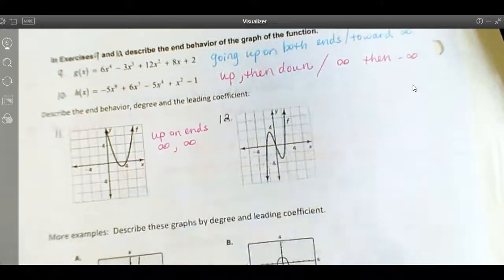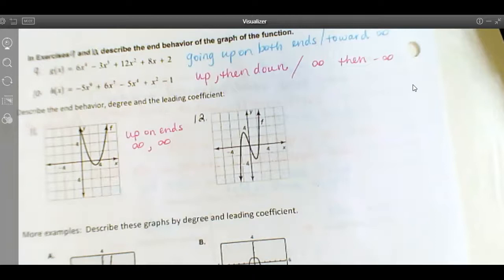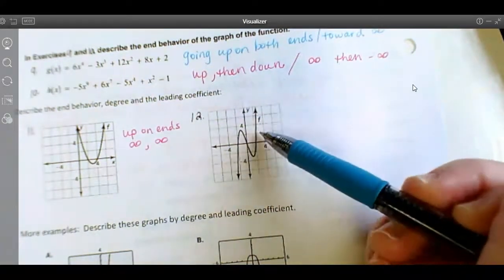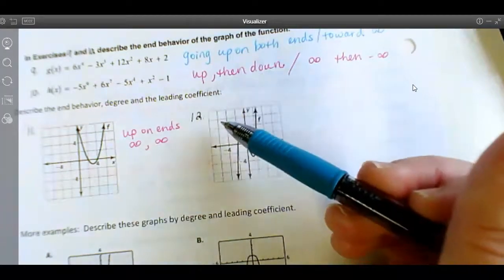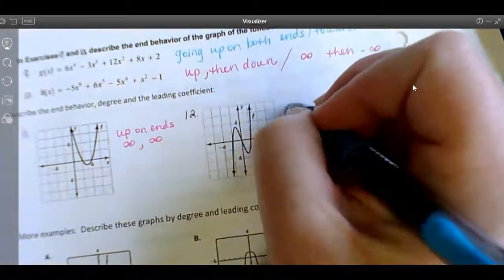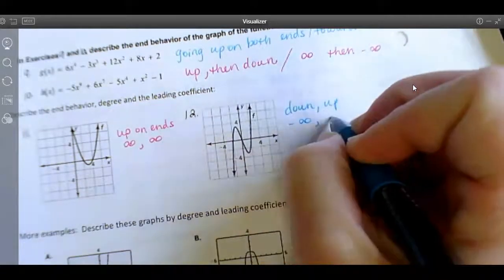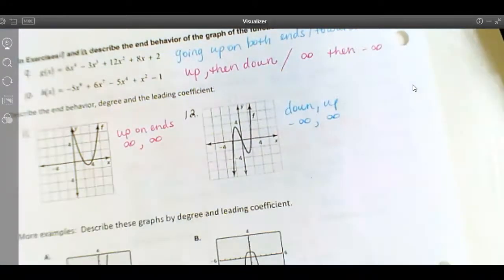Okay, let's look at this one. This one's opposite. Remember, start on the left. So on the left, it's going down, and then it's going up. So down and up. Down, and then up. So negative infinity, and then infinity.